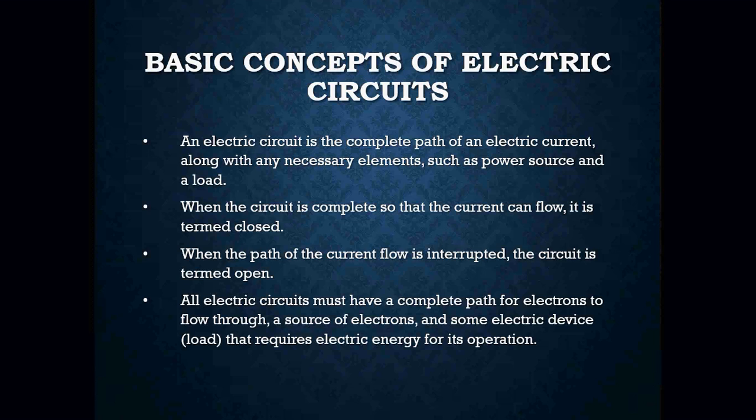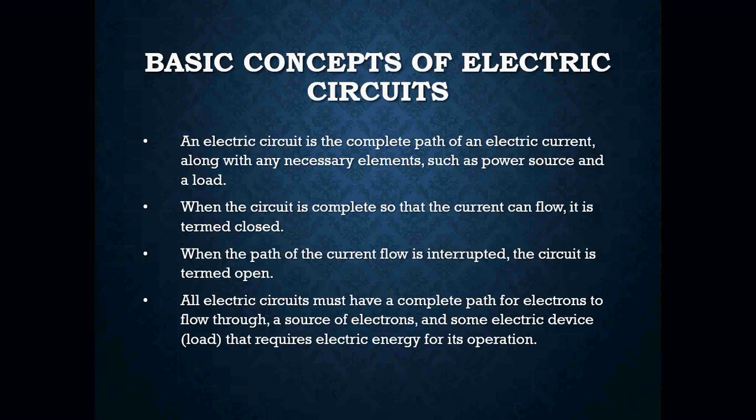All electrical circuits have to have a complete path for electricity to flow. Okay? It has to have a source, again, for where that electricity is going to come from. Some electric devices, loads, require electrical energy for their operation. We have to have something in that circuit that's going to use that electricity to do work, whether that's a motor, a light, or a solenoid, something in that circuit.